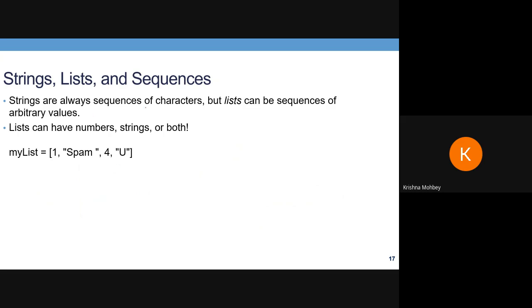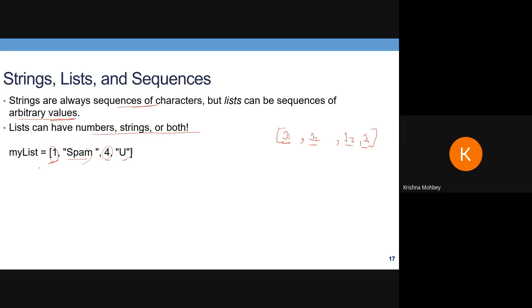Strings are always a sequence of characters, meaning a number of characters can be stored in a string, but a list can be a sequence of arbitrary values. In the list, elements are stored with commas, like item number 1, item number 2, item number 3, item number 4. These items can also be different data types, like the first one an integer, the second a string, the third some other data type. So a list can have numbers, strings, or both. See here, this is one example, which contains a number as well as a string, then again a number, again a string. So this is for the list.